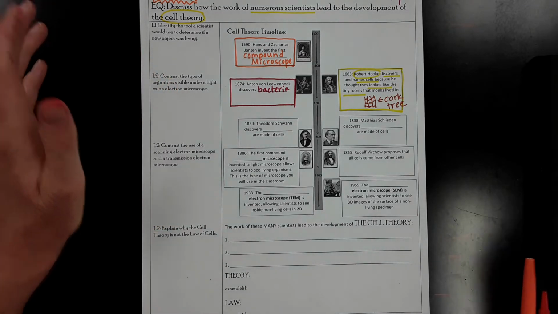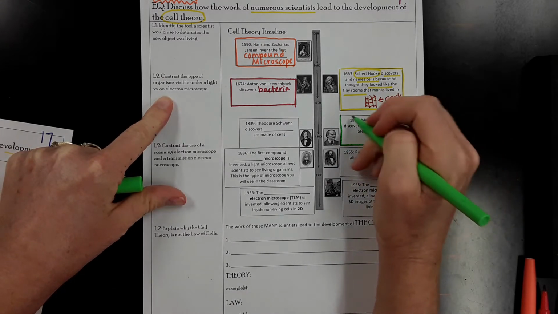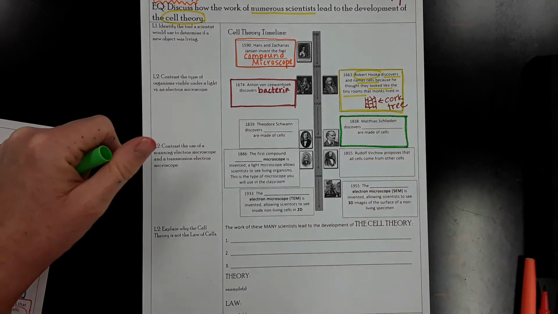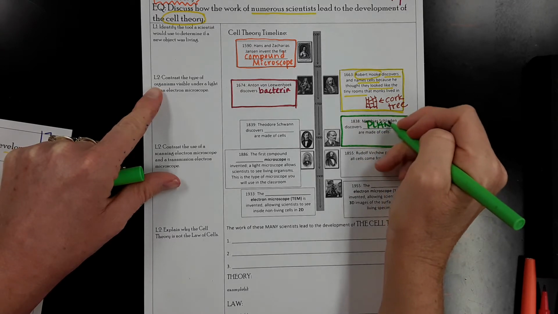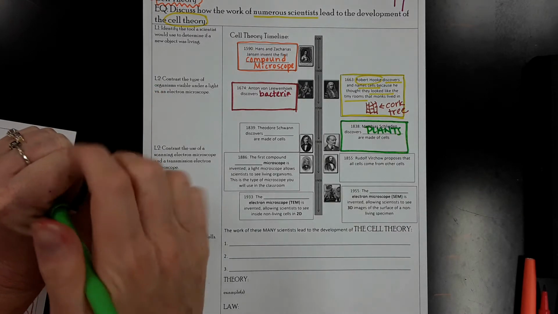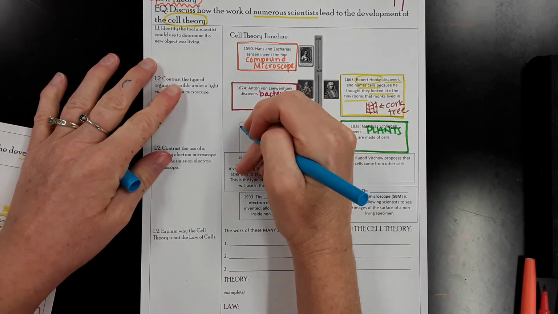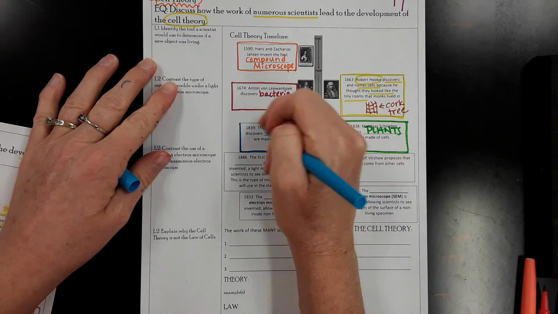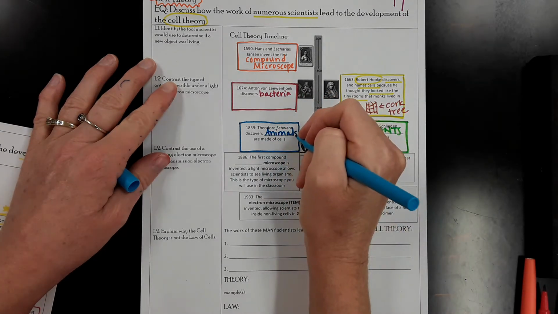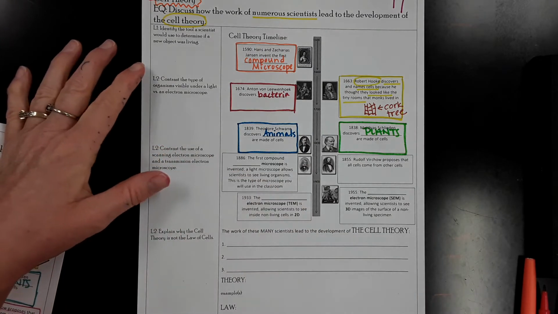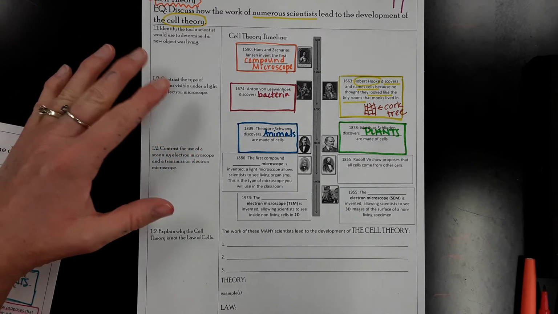Matthias Schleiden is a botanist, and, well over 100 years later, like 150 or so years later, this is a botanist who is looking at plants under the microscope, and he noticed that every single plant he looks at is made of cells. And another scientist who studies only animals noticed that all animals are made of cells. So Theodor Schwann, and Schwann rhymes with swan, and a swan is an animal. So that's how I keep that one straight. Schwann, swan, animals.